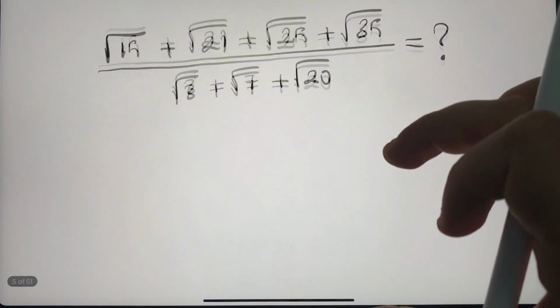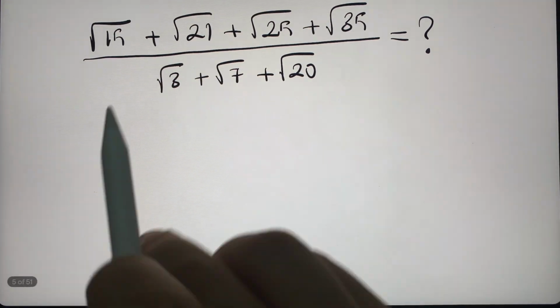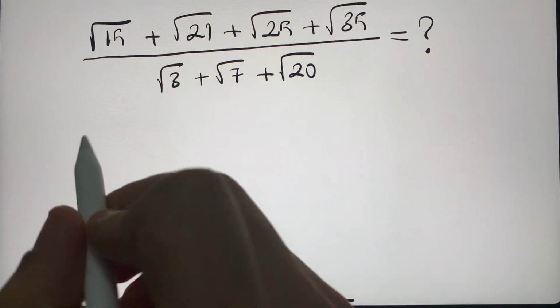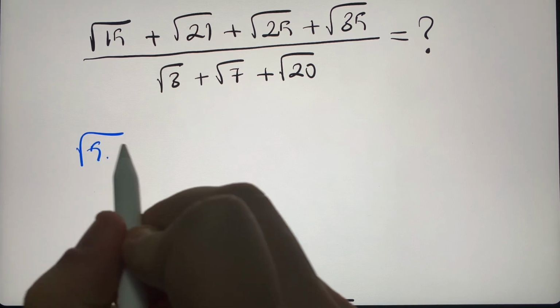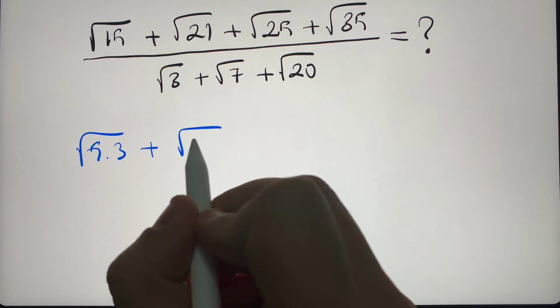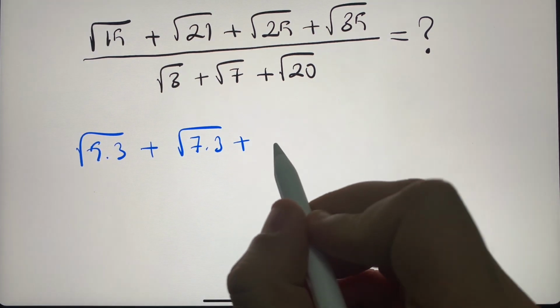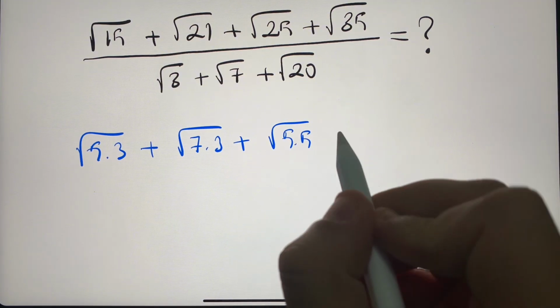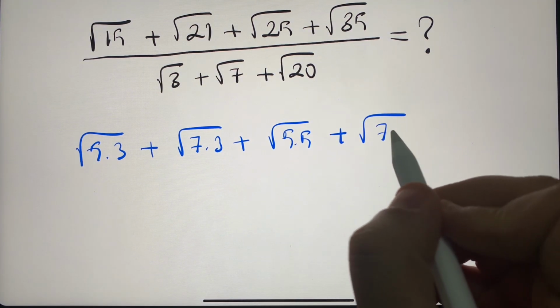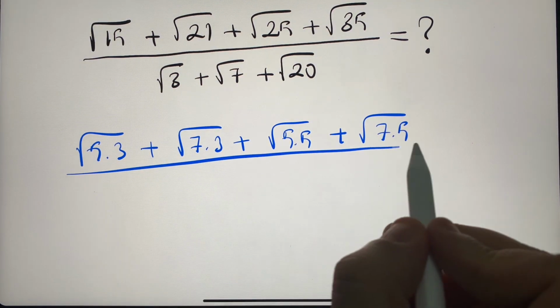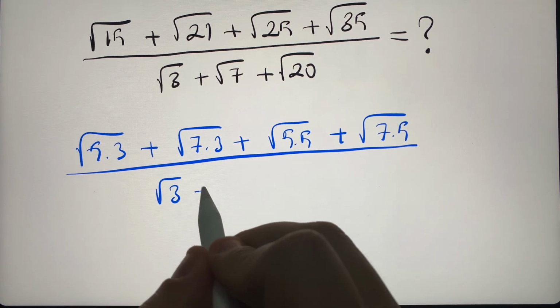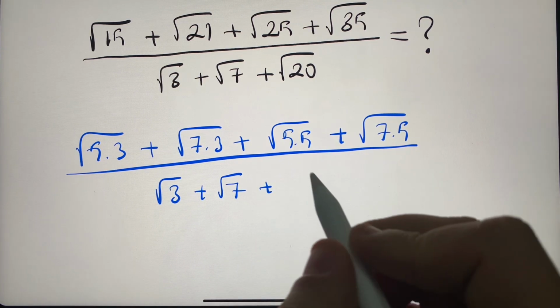A great root number question. First of all, what should I do? Let's think about it. Let's separate all of these: root 5 times root 3 plus root 7 times root 3 plus root 5 times root 5 plus root 7 times root 5. It takes a long time to write, so I wrote it as (root 3 plus root 7) plus (4 times root 5).